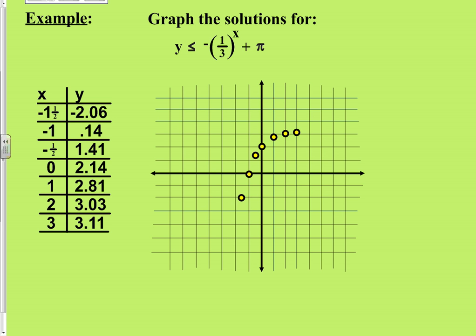Now we need to decide, are we going to draw a solid line this time or a dashed line? Look back at the equation. Do we have an equal inequality or a non-equal inequality? This time the inequality is equal, so that means that the curve will be included as part of the solution, so it gets a solid line this time.